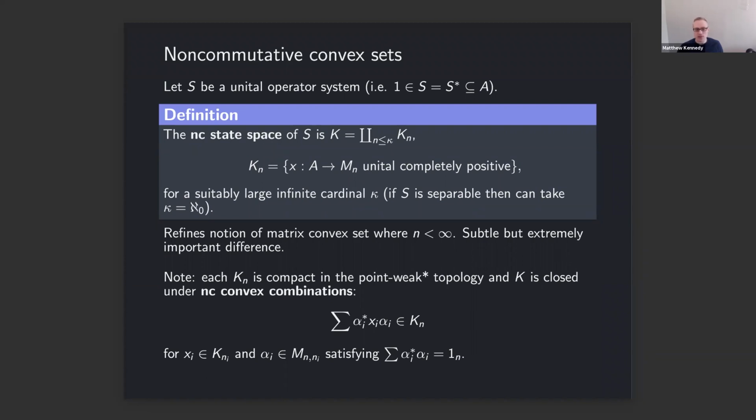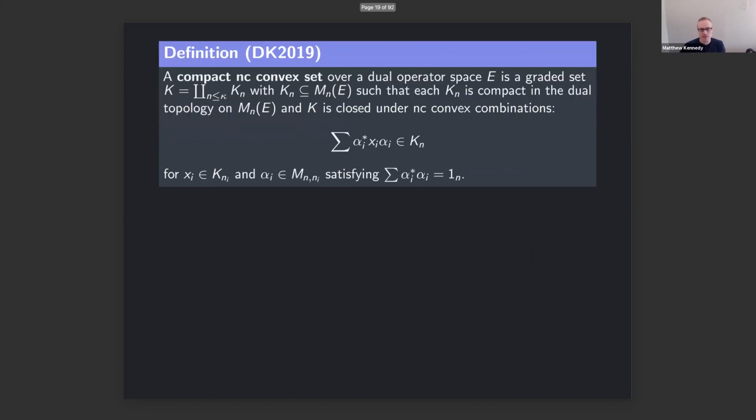So this notion of a non-commutative convex combination has been something that has arisen many different times in operator algebras, in many different settings. It's a very natural notion. And this motivates the definition more generally of a compact non-commutative convex set.